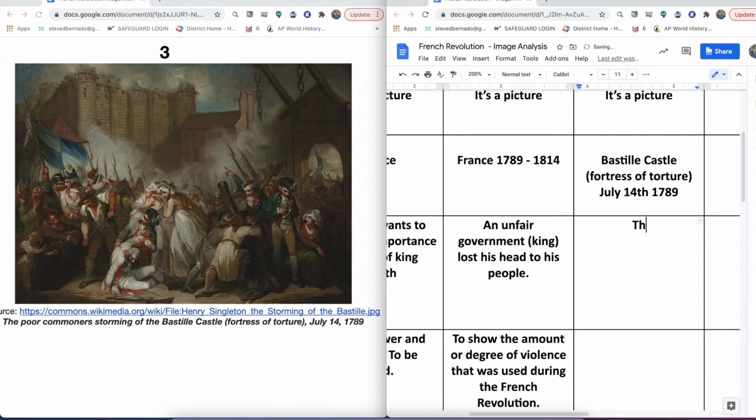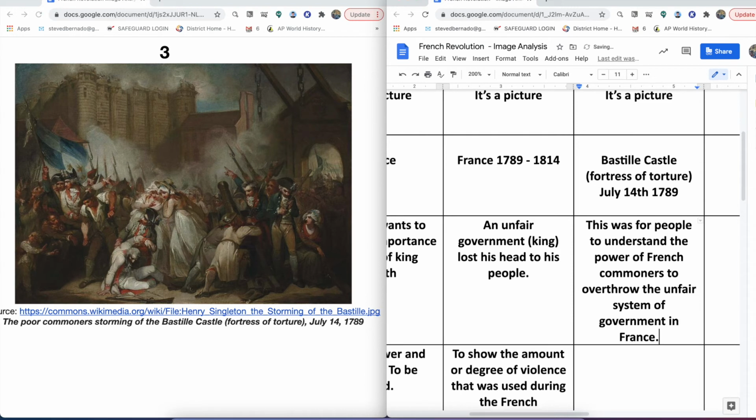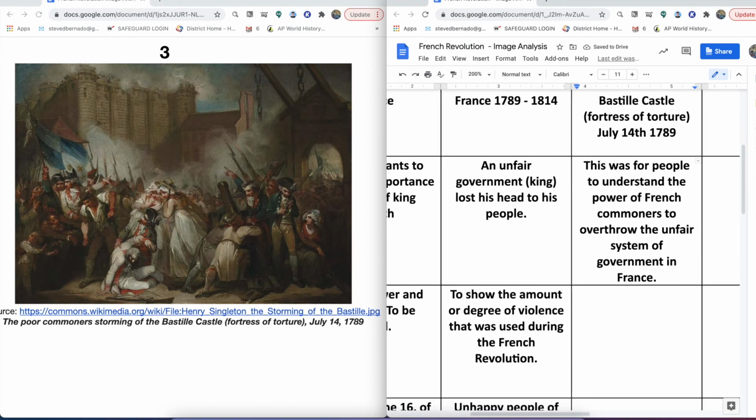Well, this was for people to understand the power of the French commoners to overthrow the unfair government in France. Okay, so looking at this, you can see that the people reacted. The people were the protagonists. The people were the antagonists. They took action. They reacted, became violent, and forced change.